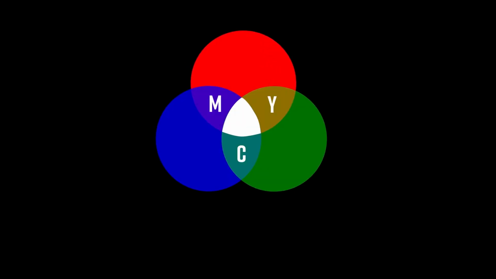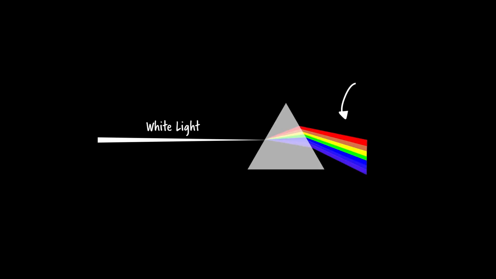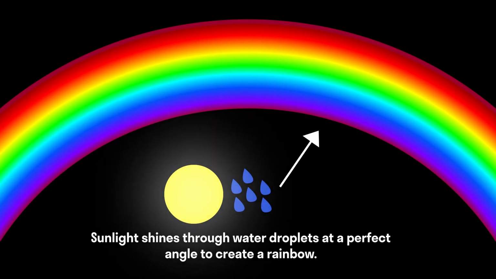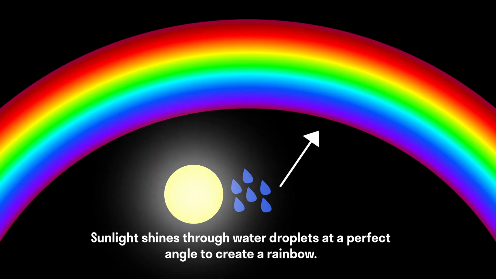Mixing these primary colors creates cyan, magenta, yellow, and white. When white light is shown through a prism, it is scattered and therefore a rainbow comes out the other side. The same effect is what causes a rainbow in the sky. Sunlight shines through water in the atmosphere at a specific angle to create a rainbow. In this case, the water acts as a sort of prism. That's why rainbows occur when it is sunny after raining.